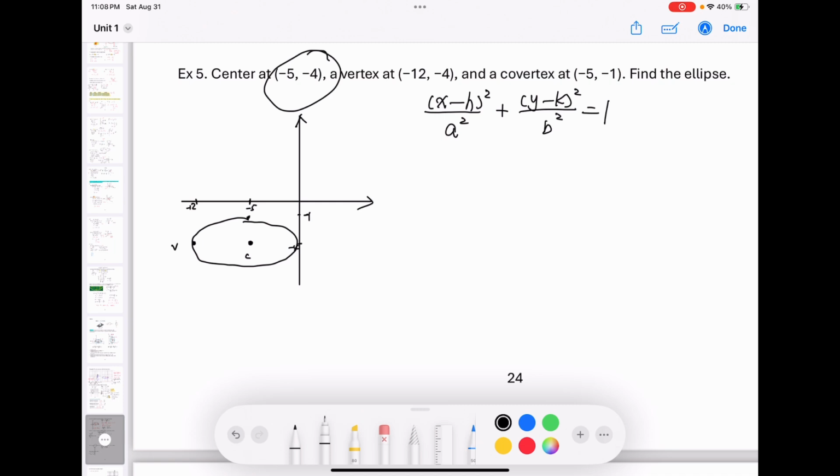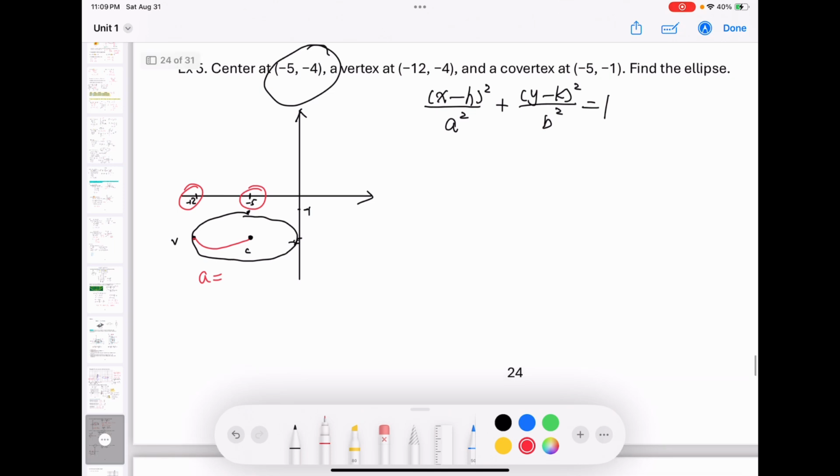And what is the a? A is the distance from the vertex to my center. So you find the difference between negative 12 and negative 5. It doesn't matter which one goes first, but you should use a big number minus small number. Then you can find a difference. You do not use the more negative number minus the negative 5. So let's say big number, negative 5, minus negative 12. So negative 5 plus 12. So it is 7.